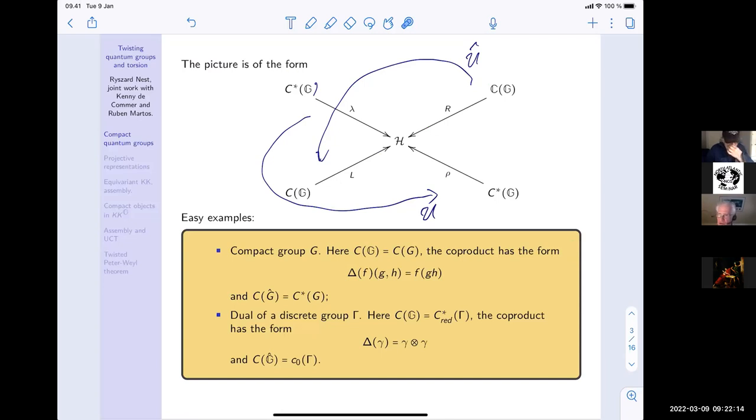Conversely, suppose we start with a compact quantum group. I can't start with a discrete group, but I can start with a dual of a discrete group. So in this case, C of G will be the reduced group C star algebra of the group. It's unital, right? Gamma is a discrete group, so it's a unital C star algebra. The coproduct is the standard one on a group. And again, the dual of C star reduced gamma is C zero gamma. So it's worth remembering these examples, because whatever you do with quantum groups, as long as we are in this universe of discrete compact things, you do things for groups, translate into functions on the group, and forget that functions commute. If you are careful, you won't make a mistake.